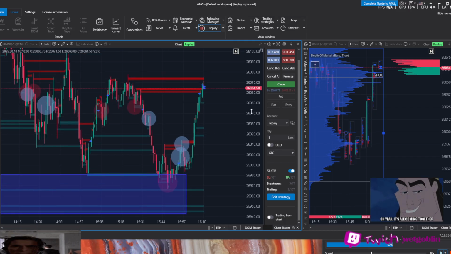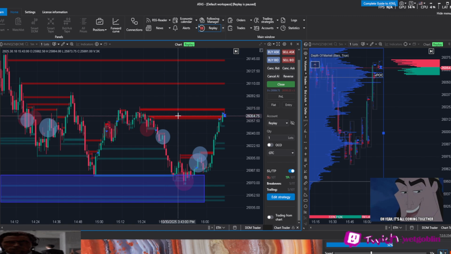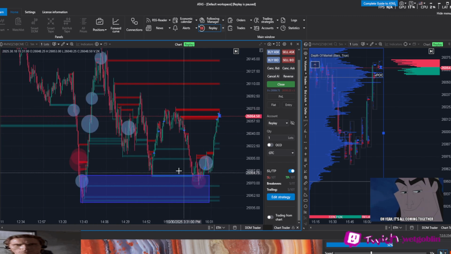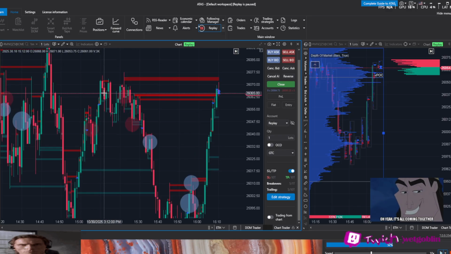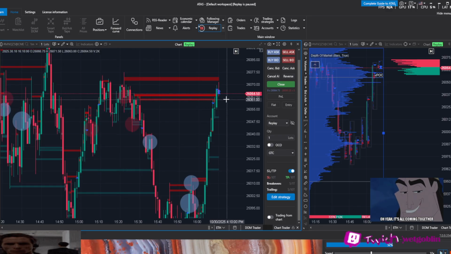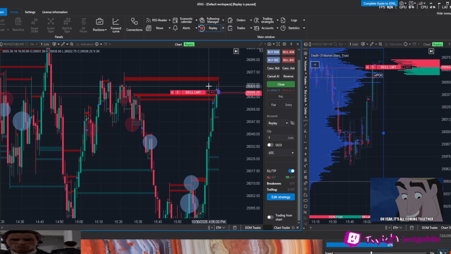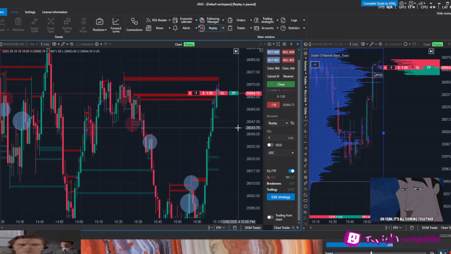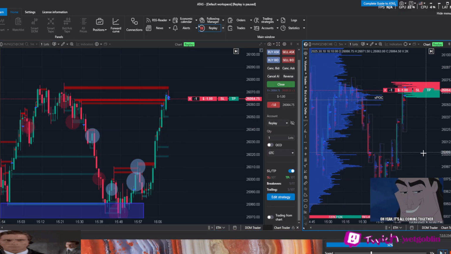Okay, so looking at this, we made a big move up into a lot of previous bid absorption. This pushed down a little bit. There was a big bid right here, so I'm gonna sell in here. And just see what happens. And what's going on here?